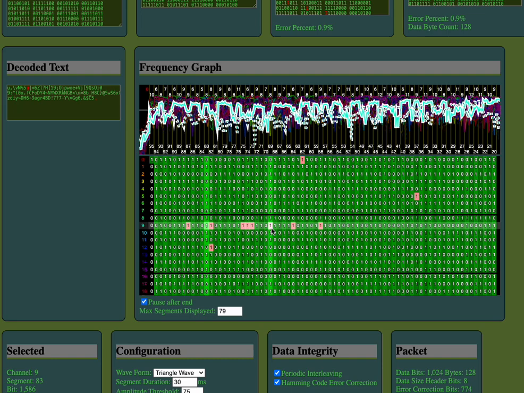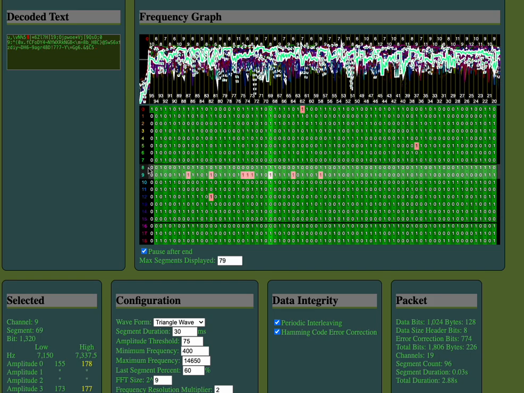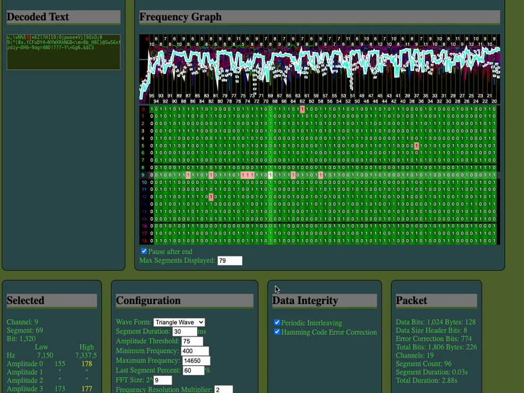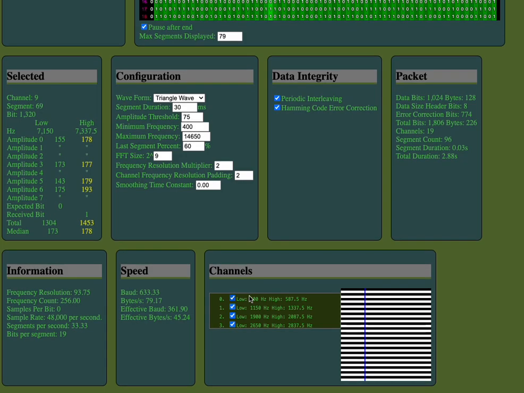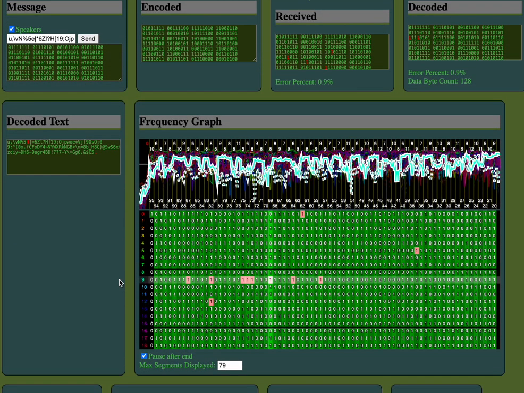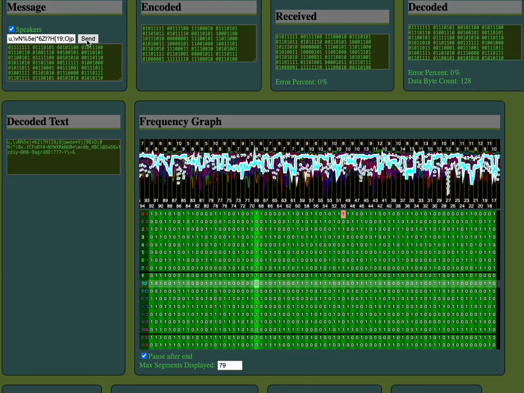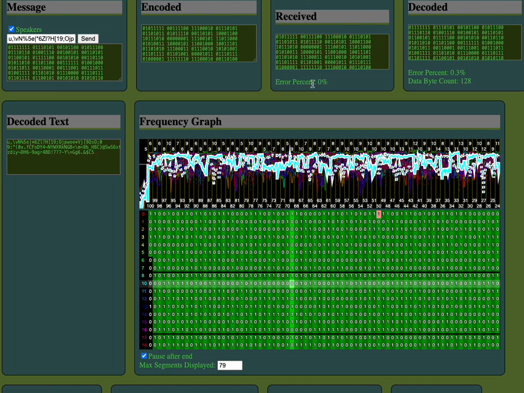All right, so in addition to periodic interleaving, I went ahead and added the ability to turn off channels. So I'm using channel 9 here. If I go down here with all these check boxes, I can uncheck channel 9 and send the signal again. Look at that, error percent 0.